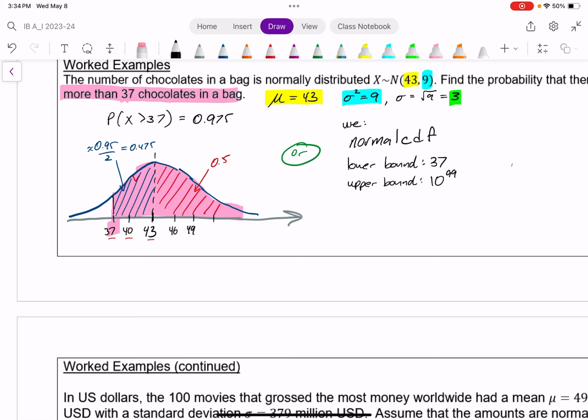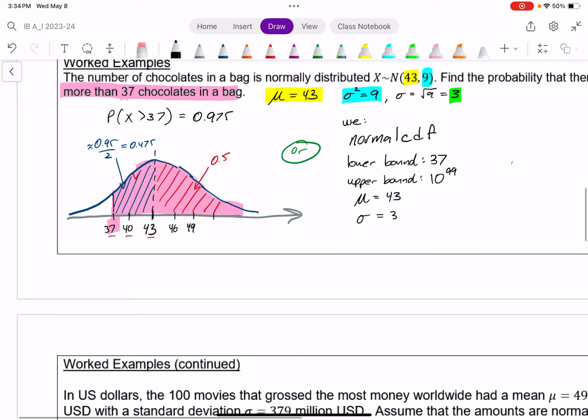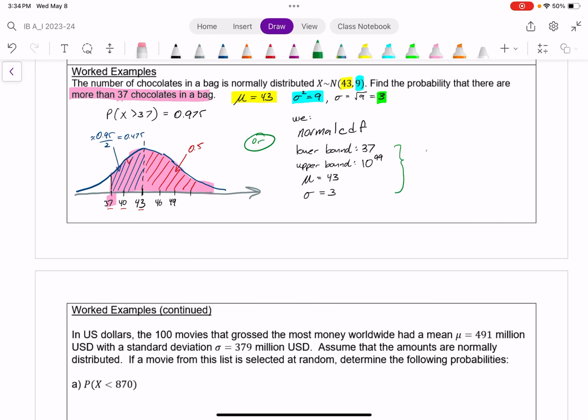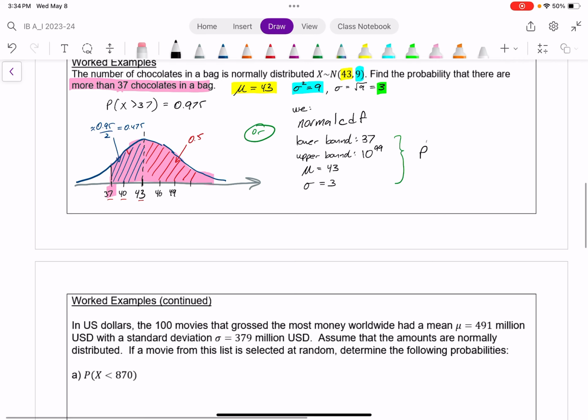We need to know the mean, which again is 43, and we need to know the standard deviation, which is 3. And you type that in, and you should get actually a more accurate answer compared to what we did before. And you should get this probability of there being more than 37 to be approximately, to 3 significant figures, 0.977. Small difference. That is a bit more accurate. And then you were always allowed to use our GDC. So this normal cumulative distribution function is one we'll use a lot. It essentially just does the work for us once we know what we're looking for.